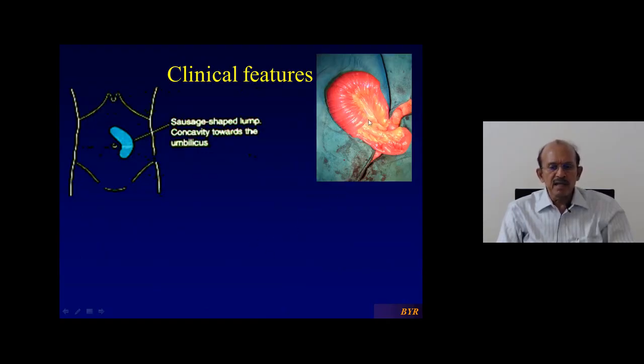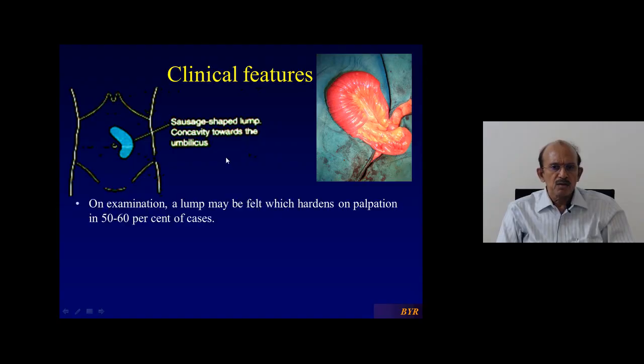Because the mesentery is there on the medial side, it always causes a drag when it gets intussuscepted. So the mass will always be concave like this. It is not a straight tube. It is always concave like this. So there will be a sausage-shaped lump in the abdomen with the concavity towards the umbilicus.